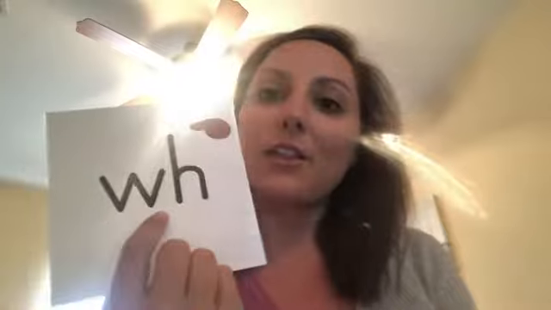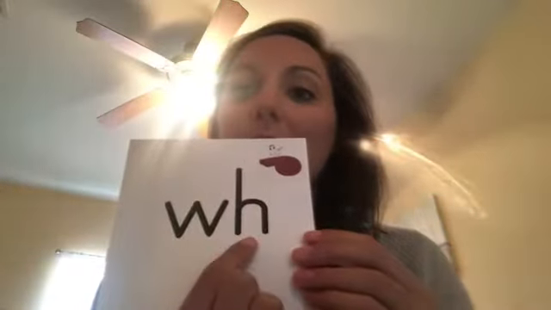Today we're going to be talking about the digraph WH. And as you know, a digraph is when two letters come together to make one sound. And these two letters are W and H. And when they're together in a word, they make the W sound.